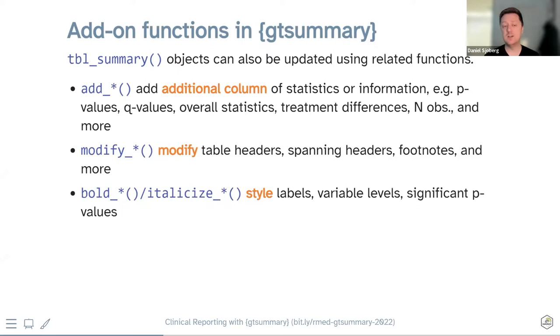These bold and italicize functions are actually just little wrappers for other modify functions, but they're going to do things like bold levels, labels in your table. They're going to italicize levels, perhaps. You can bold significant p-values, what have you.